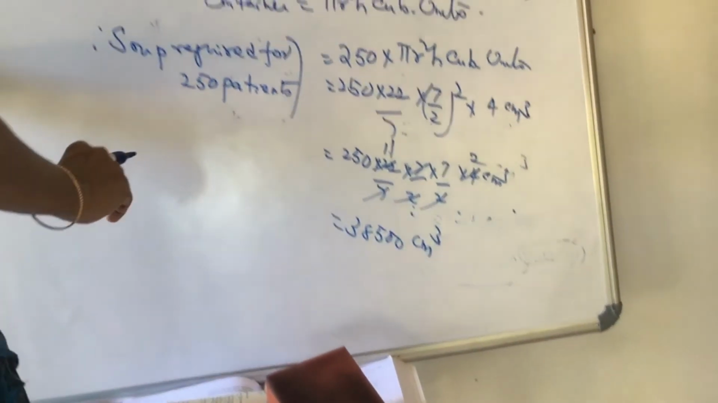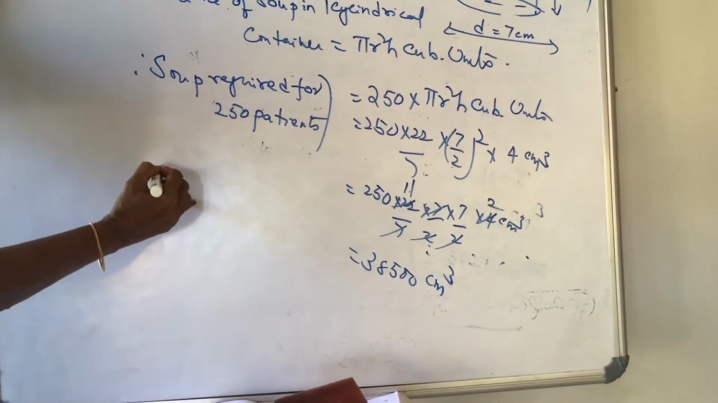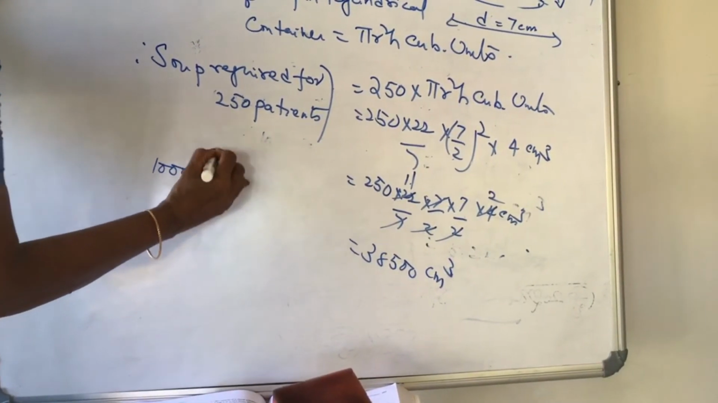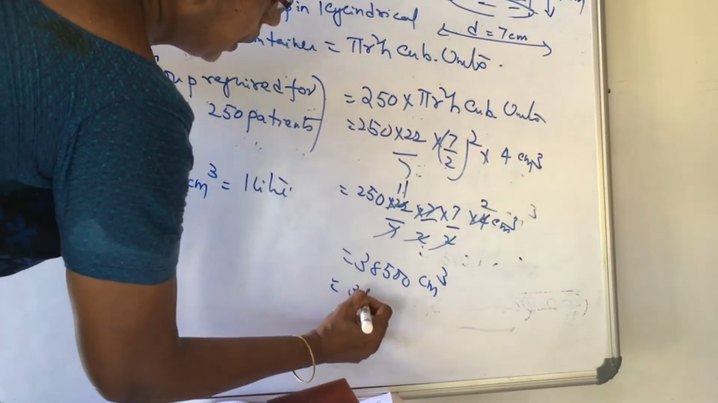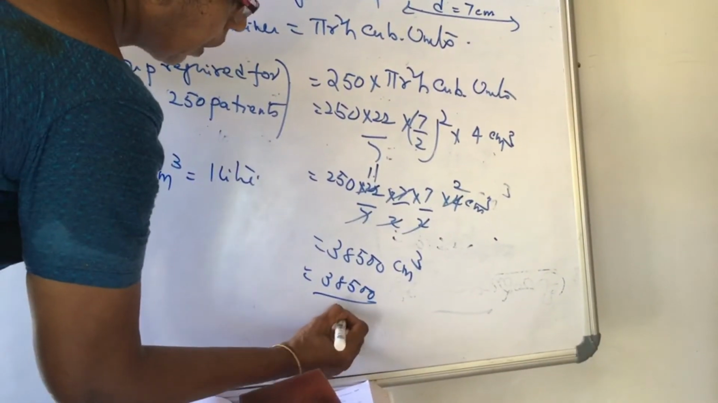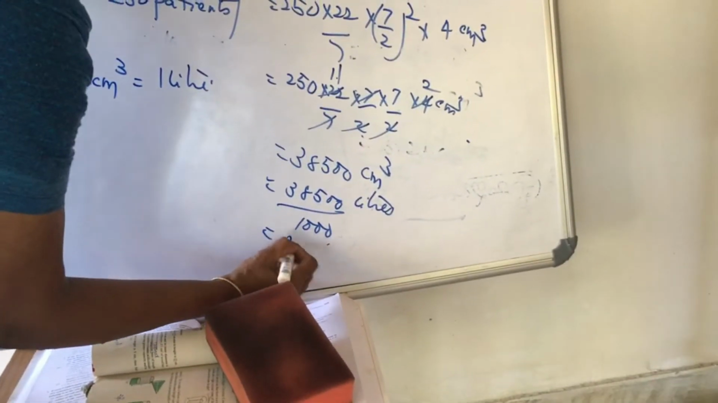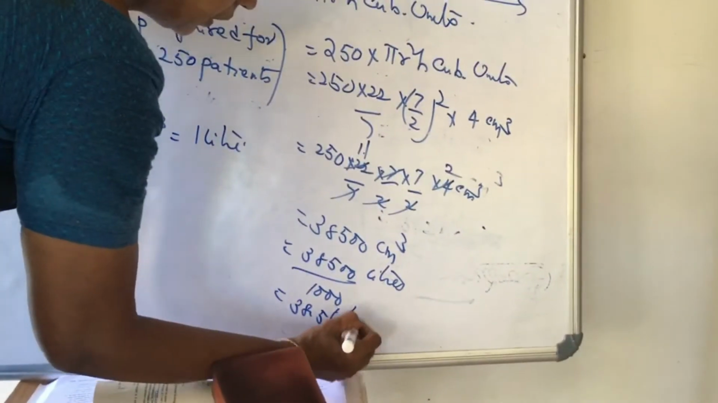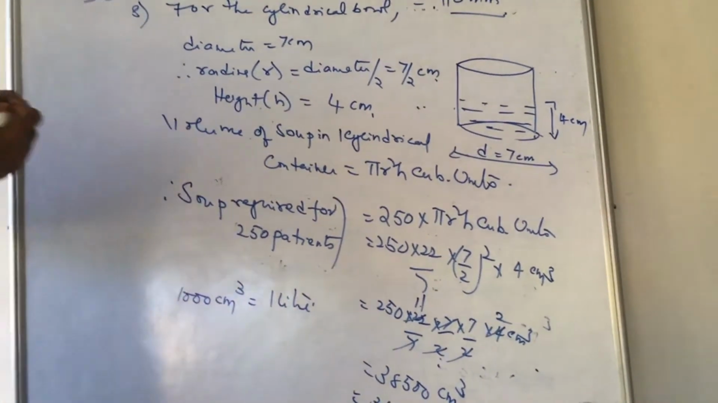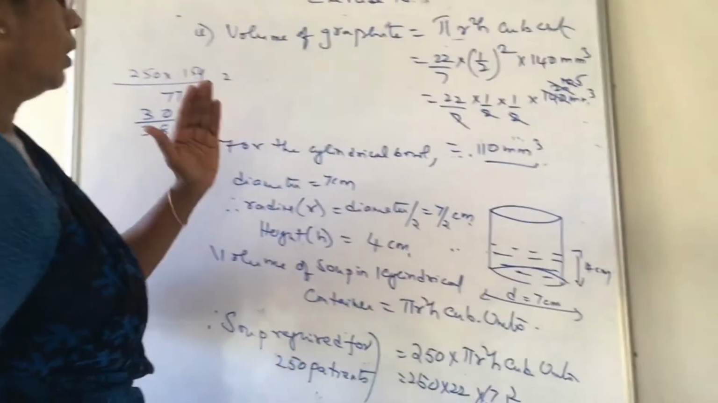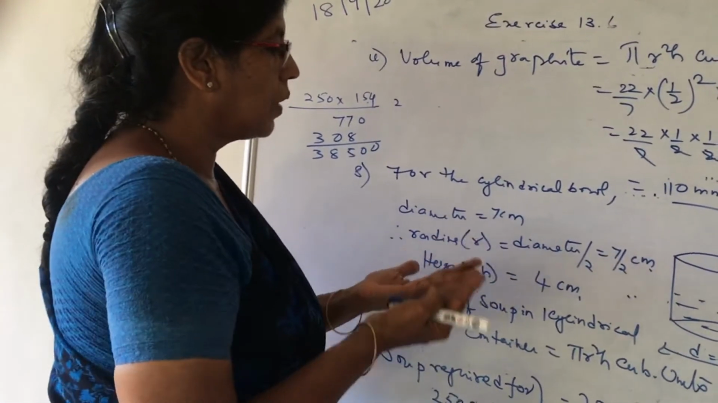Yes, do you know how many centimeter cube is 1 liter? 1000 centimeter cube is equal to 1 liter. 38500 divided by 1000 will give you the answer in liters. 3 zeros, 38.5 liters is the soup required for how many patients? 250 patients. Yes, the soup is served to 250 patients in a hospital in cylindrical bowls.